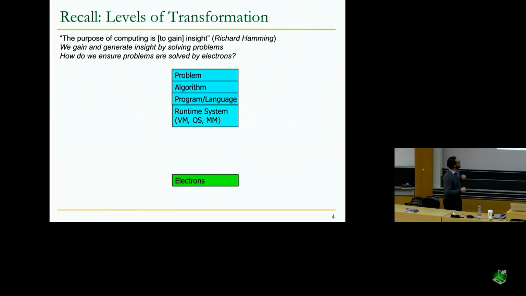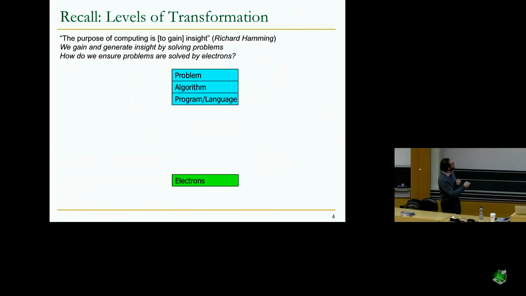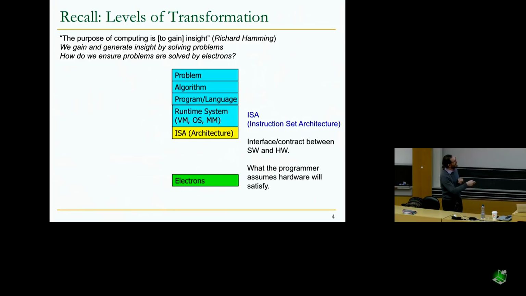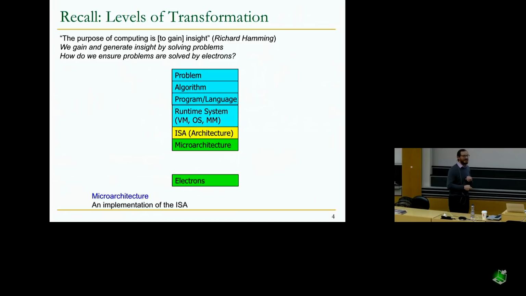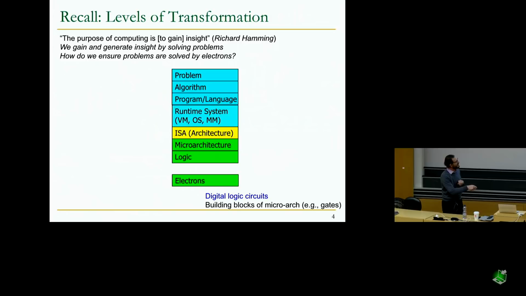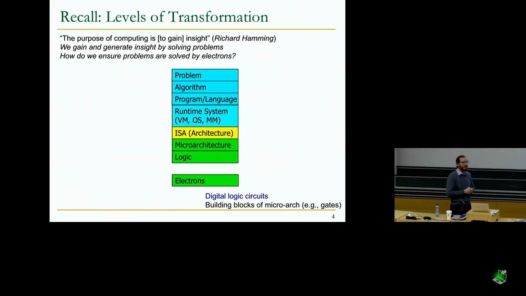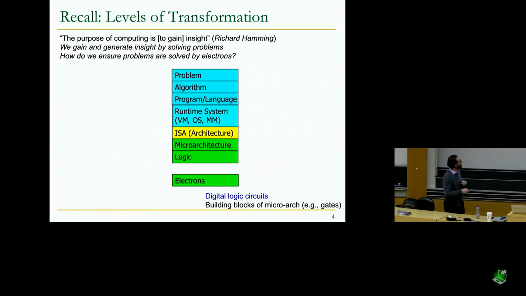Remember, we talked about what's an algorithm. An algorithm has three important properties. And what's an ISA, instruction set architecture. We'll get back to this slide. So remember, microarchitecture, an implementation of the ISA. And logic, digital logic circuits, building blocks of microarchitecture. So this is where we'll start in the course, talk about how to start with these building blocks. And then we will go up to microarchitecture and ISA. Not in that exact order, but you will see why also.